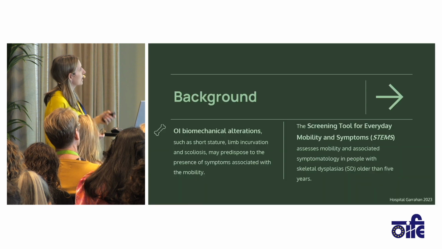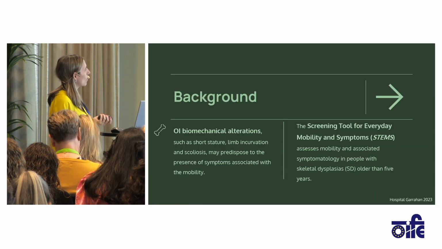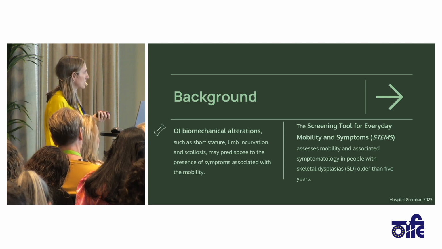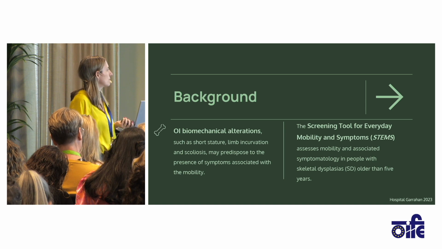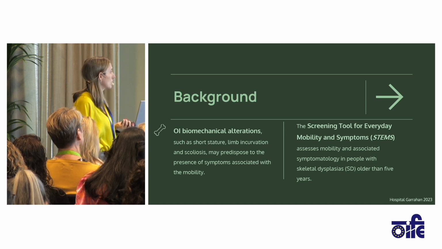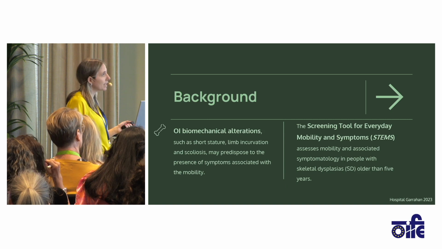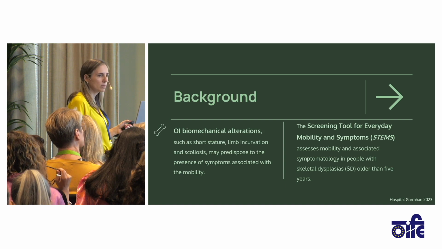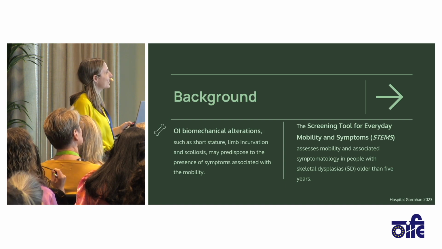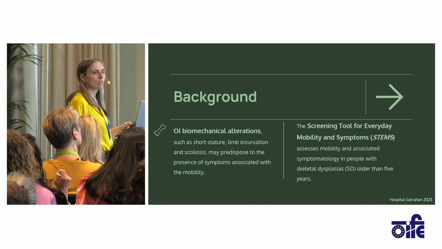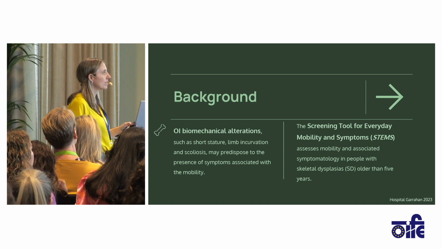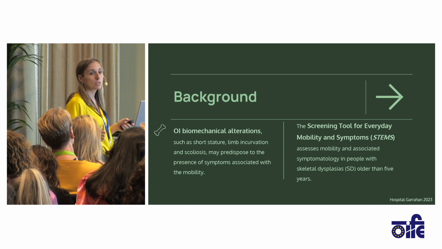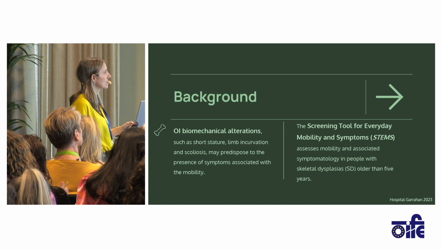So with that explanation, you know that OI has biomechanical alterations, such as short stature, bone deformity, scoliosis, that may predispose to the presence of symptoms associated with mobility. So this tool, the screening tool for everyday mobility and symptoms, that I will call STEMS because it's very long, assesses mobility and associated symptoms in people with skeletal dysplasia that are older than 5 years old. So this was designed for people with skeletal dysplasia, so that's very good.